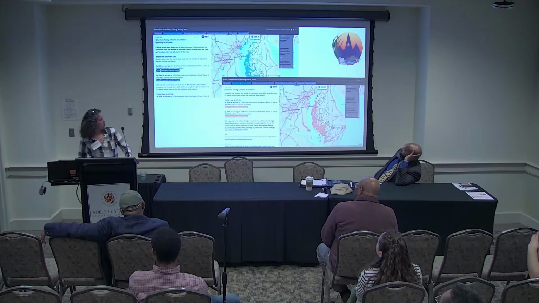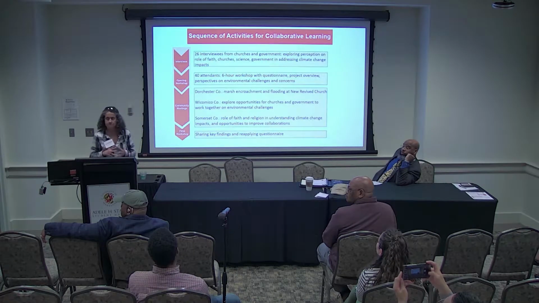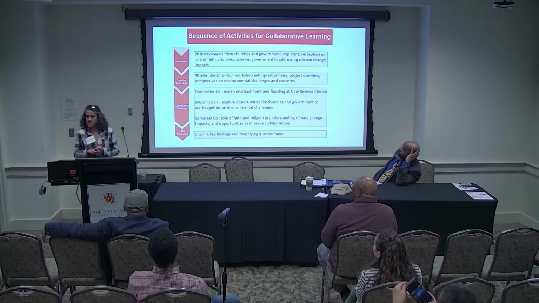And I'm going to go back here just so that it stays a little longer. Go back one slide. What were the issues for Wicomico and Dorchester?